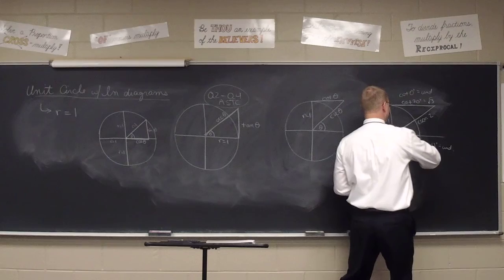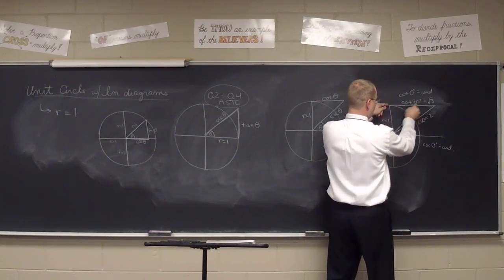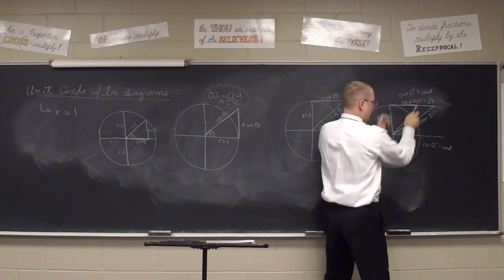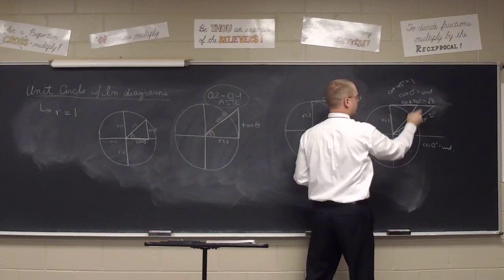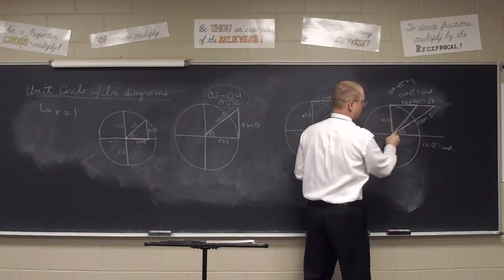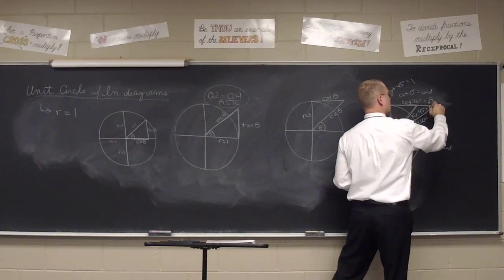What if I went with a 45 degree angle? Notice this is the same length as the radius. So what's the cotangent of 45? 1. And if it's 1 here, what's here? It's just a special triangle. The cosecant of 45 degrees is the square root of 2.